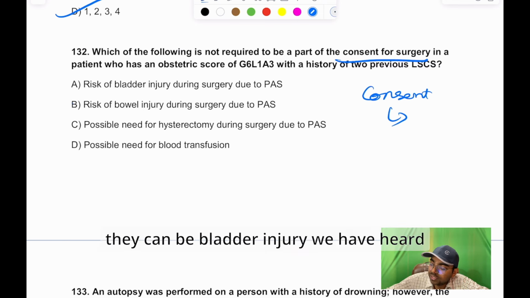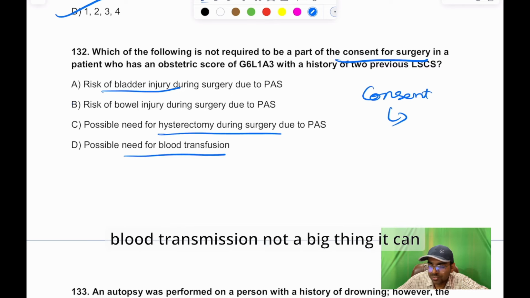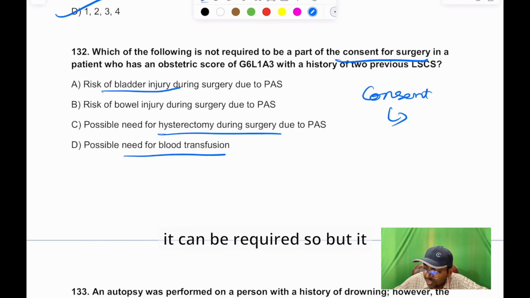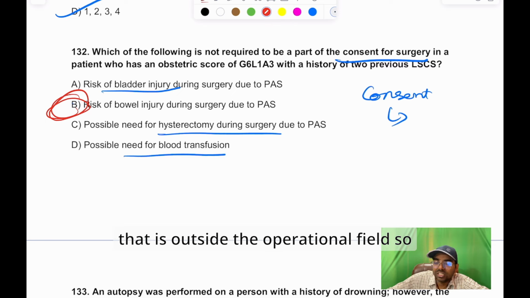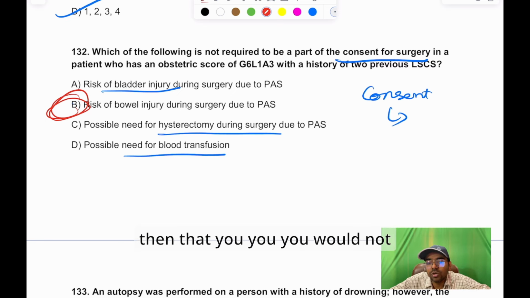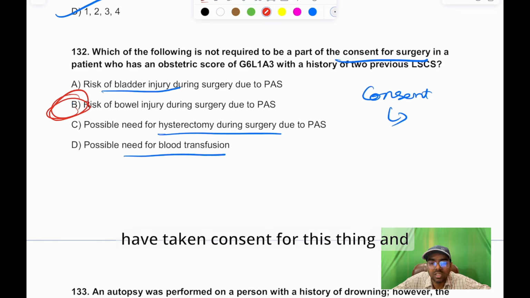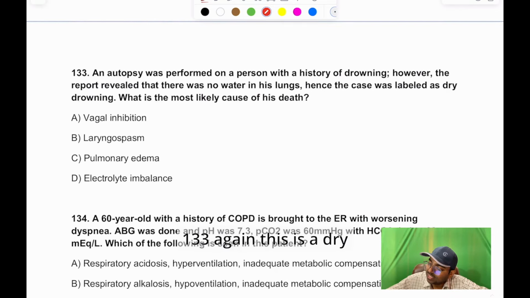So here, there can be bladder injury. We haven't heard hysterectomy, possible need for blood transfusion, not a big thing. It can be required. But bowel injury is something that is outside the operational field. If that is getting injured, then you would not have taken consent for this thing, and then you are in trouble. 133.